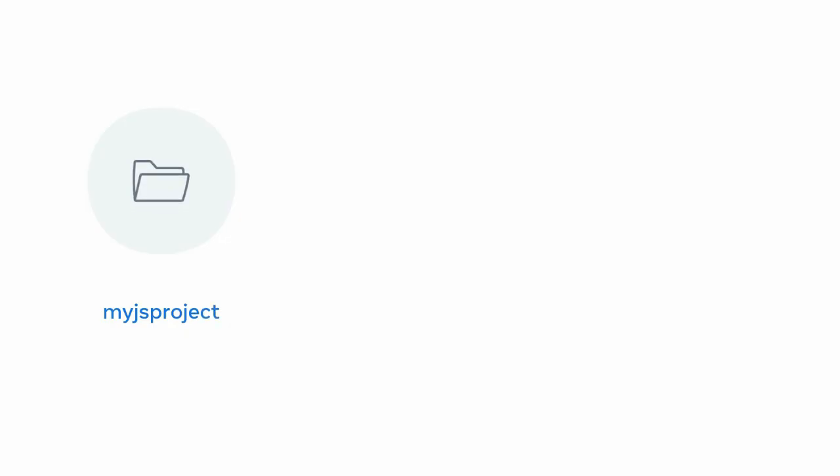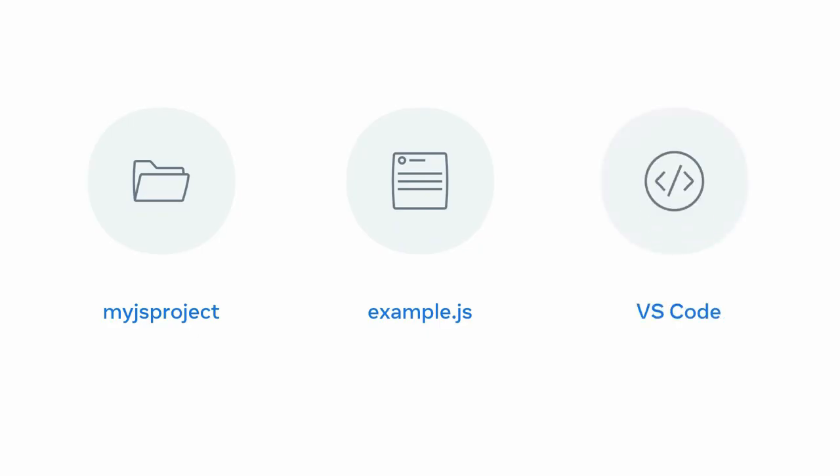If you've run all these commands correctly, you'll end up with a my.js project directory on the desktop with the example.js file inside of it, and additionally, that example.js file open inside VS Code, ready to be edited.